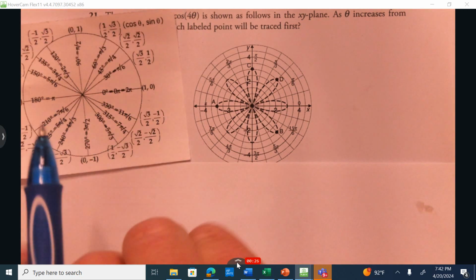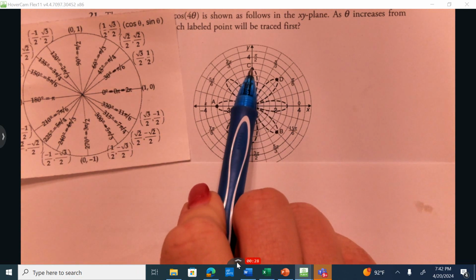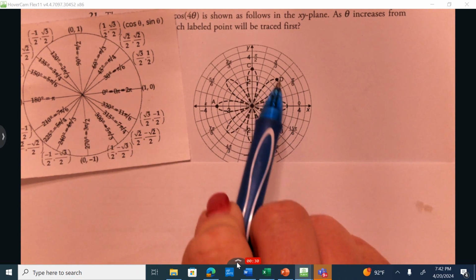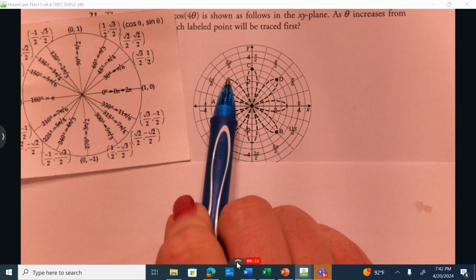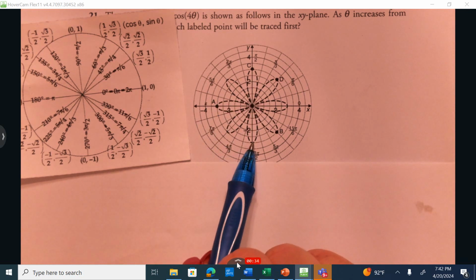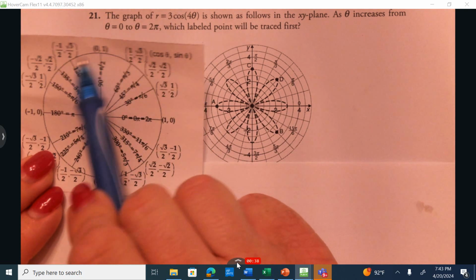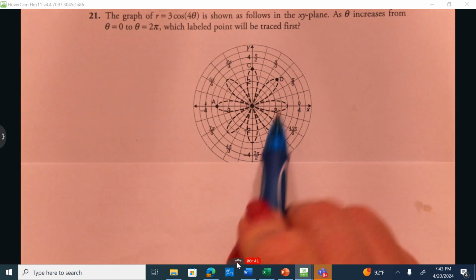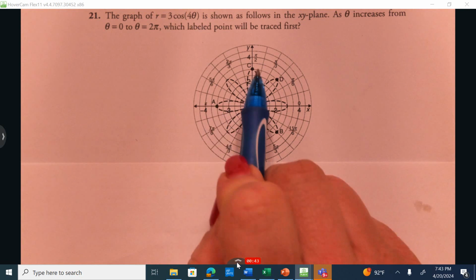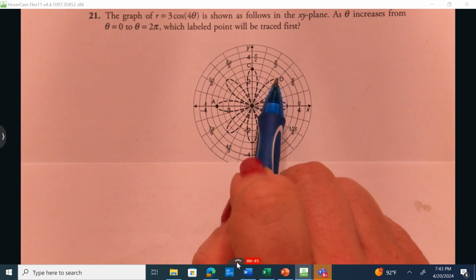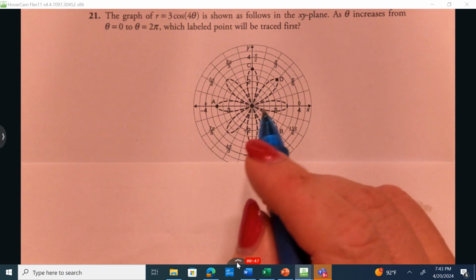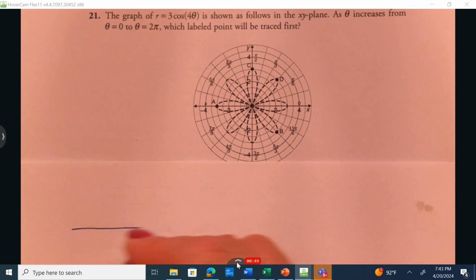at pi over 4, so if we think 1 pi over 4, 2 pi over 4, 3 pi over 4, 4 pi over 4, right? So at these 45-degree reference angles is really where they're going to hit. And when we look at the points and we're asked which point are we going to trace first, they again are all at increments where the reference angle is pi over 4. So I'm just going to make a little table here.